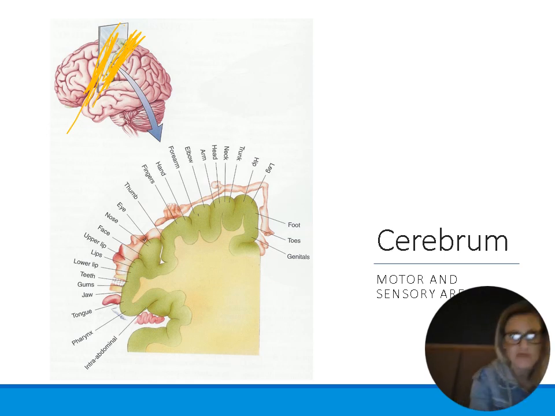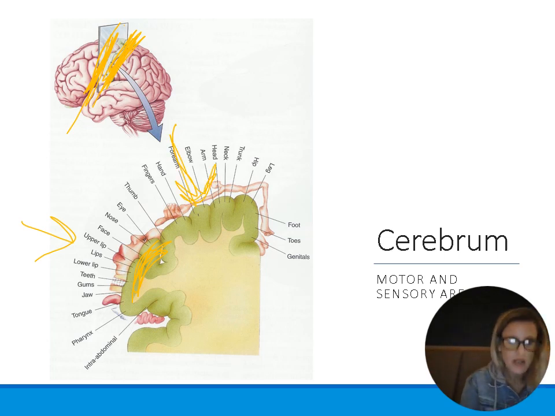So sensory information from the face, you can see, comes into this lateral part of that gyrus. Information from the arms comes in here, to this top part of the gyrus. Here you can see the hand. Here you can see the thumb. So there's a specific part of the gyrus that receives somatosensory information from each part of the body. There's a specific part of the gyrus that sends motor commands to each part of the body.